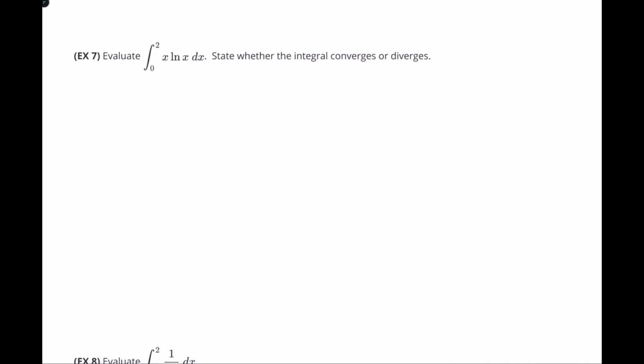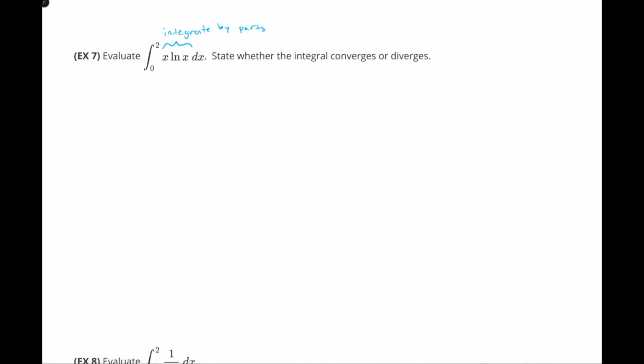So first off, this function is going to be a little bit more difficult to integrate because I have a product of an algebraic piece times a logarithmic. I'm probably going to need integration by parts here, which means that it's probably wise to just do the integration first, get that result, and then take everything back to evaluate for the limit.